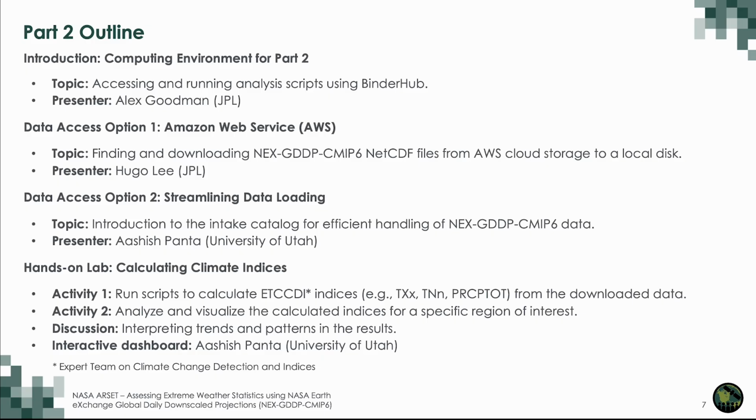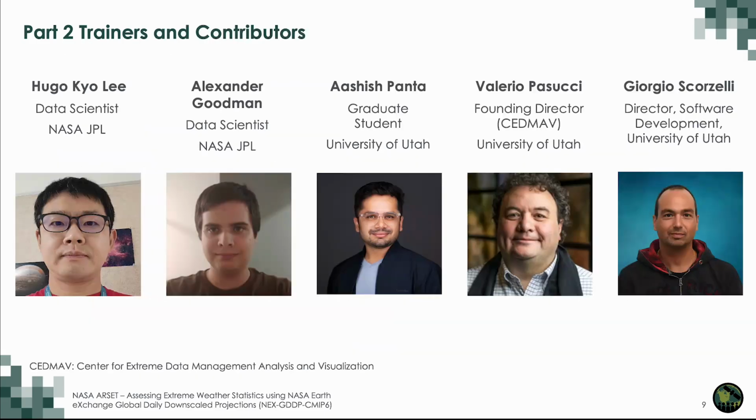There will be a hands-on lab on calculating climate indices. You will be given scripts. Activity 1 will be to run scripts to calculate ETCCDI, the Expert Team on Climate Change Detection and Indices. There are a number of temperature and precipitation based indices from downloaded data. Activity 2 will be to analyze and visualize the calculated indices for a specific region of interest. The discussion will include interpreting trends and patterns in the results. There will be an interactive dashboard, and Ashish Panta will talk about that.